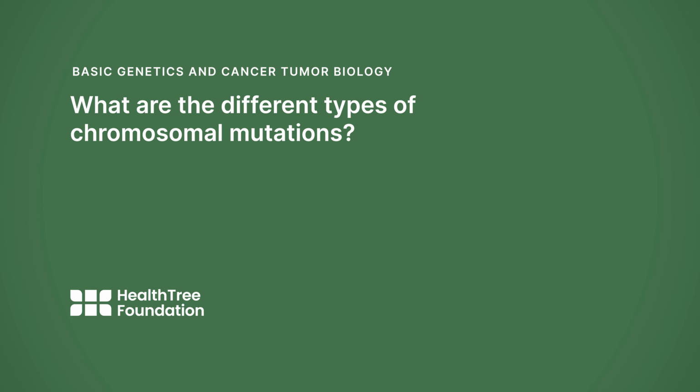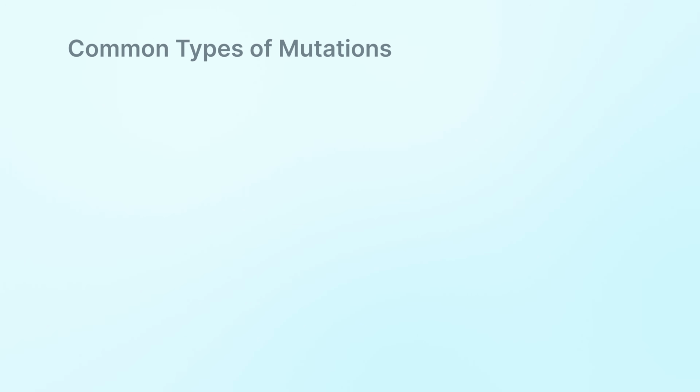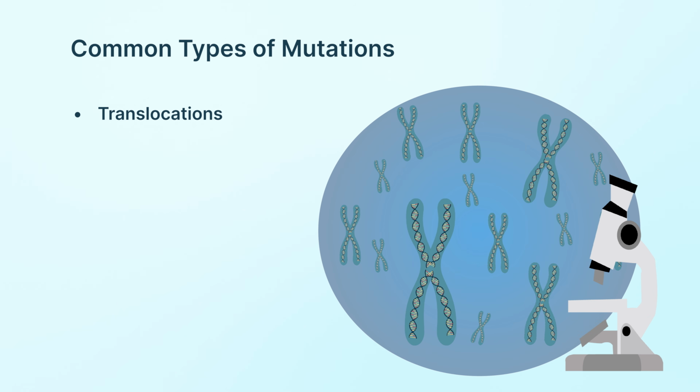What are the different types of chromosomal mutations? When we look at genes and cytogenetics in multiple myeloma and the chromosomes of the cancer cells, we try to look to see if there's any mutations. And there's different types of mutations that we can see in cancer. There's translocations, there's deletions, there's insertions, there's amplifications, and each one means something completely different. So let's start with defining each one of these.